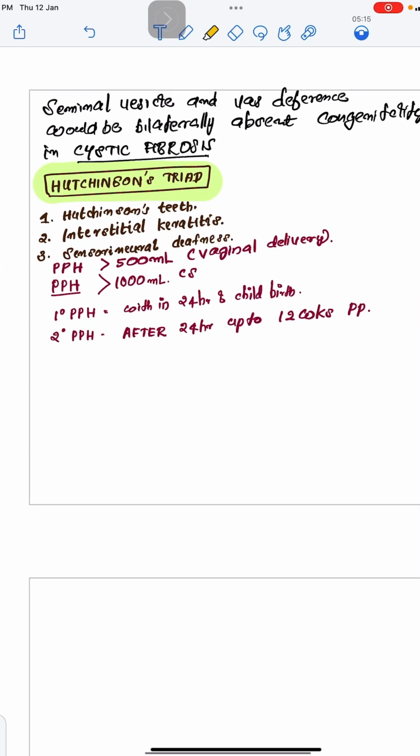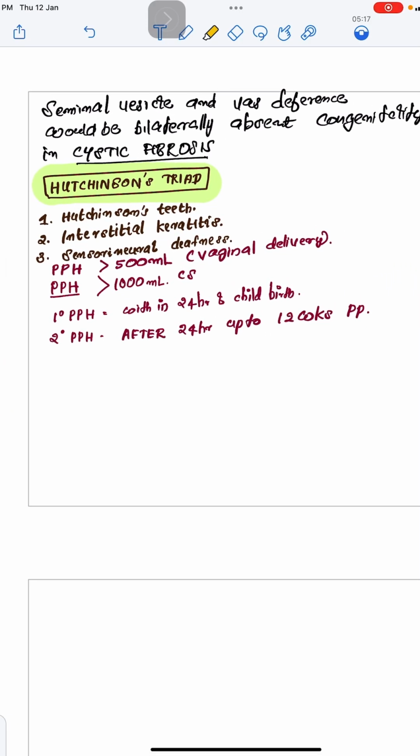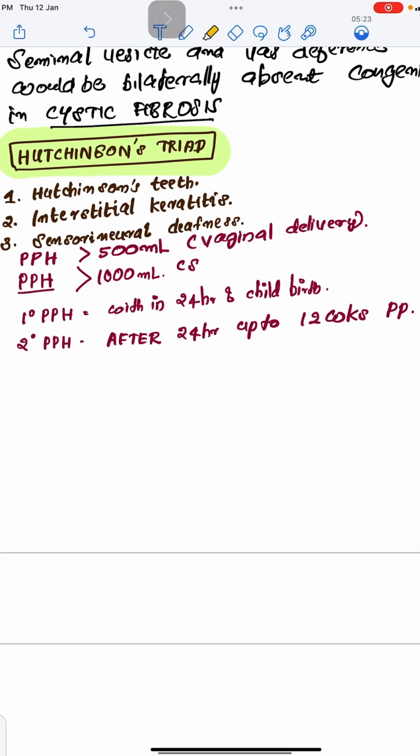Seminal vesicles and vas deferens could be bilaterally absent congenitally in cystic fibrosis. In Hutchinson's triad, there is Hutchinson's teeth, interstitial keratitis, and sensorineural deafness.